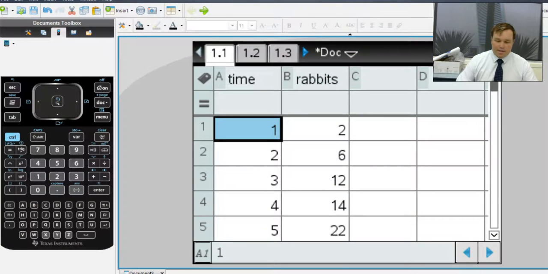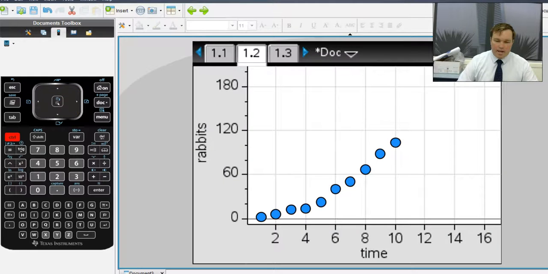Alright, so that's the data set up. Time on the x-axis, rabbits on the y. And the scatter plot looks something like that. Now, you can see there might be a little bit of a curve in the dots, but it doesn't look too bad, does it? You're like, well, it's not far off linear. So let's see what difference that actually makes.